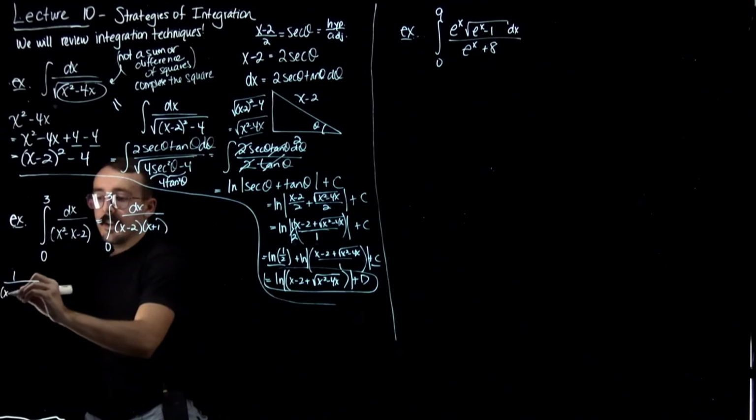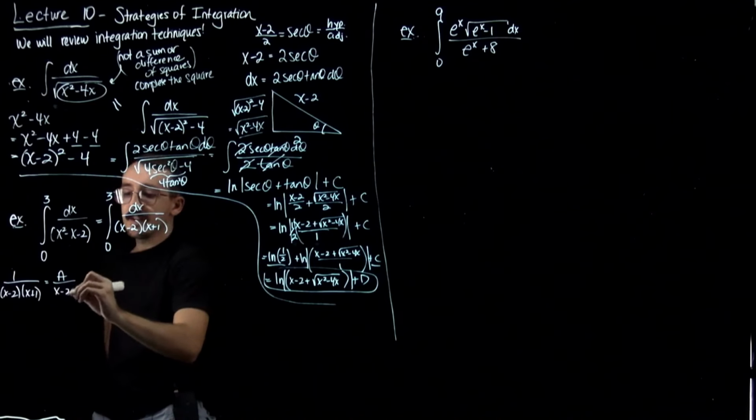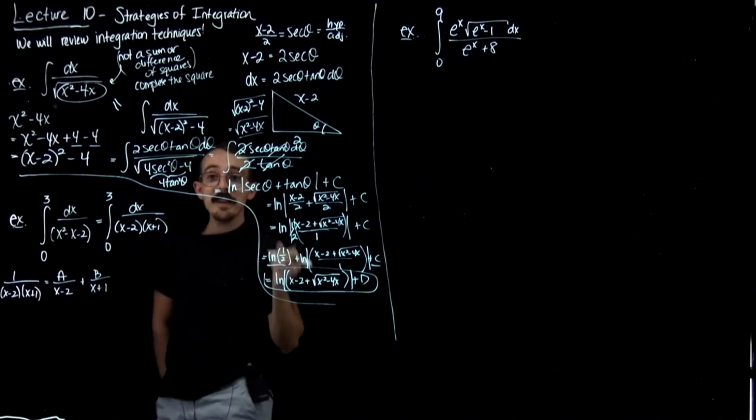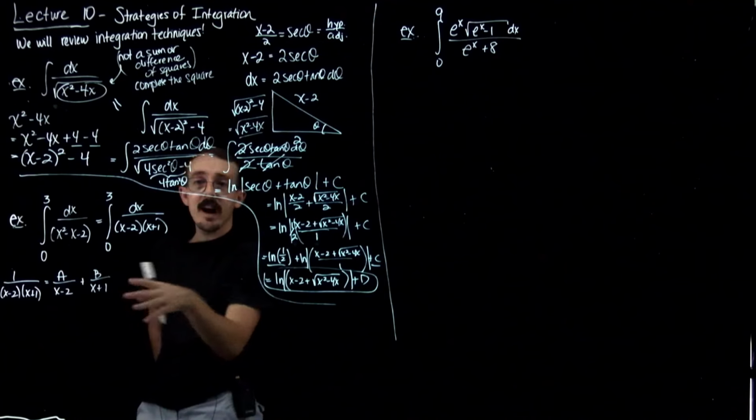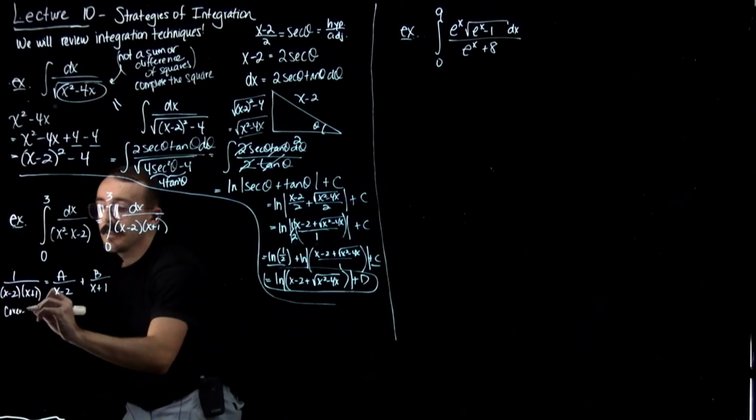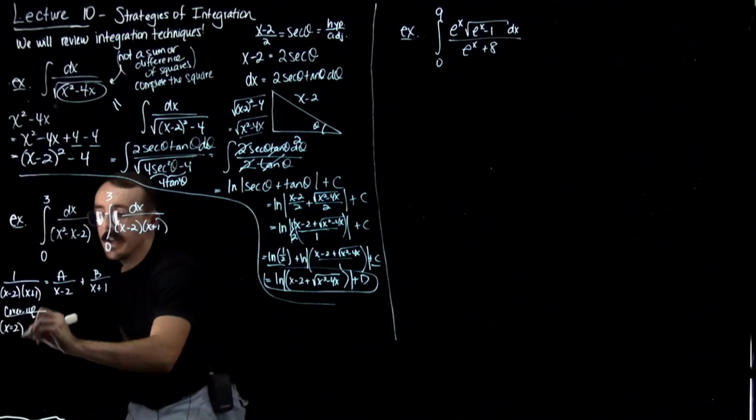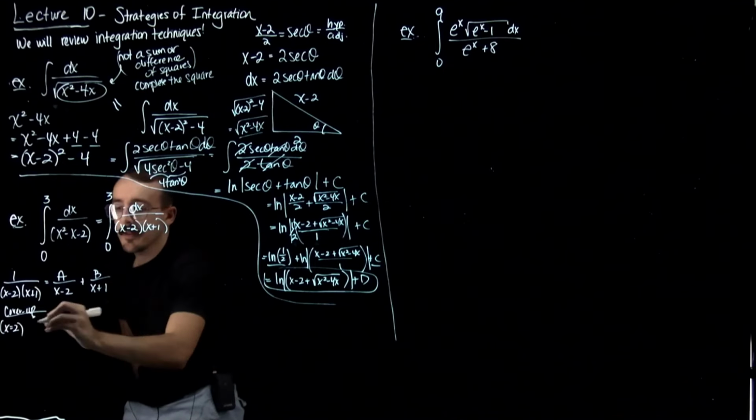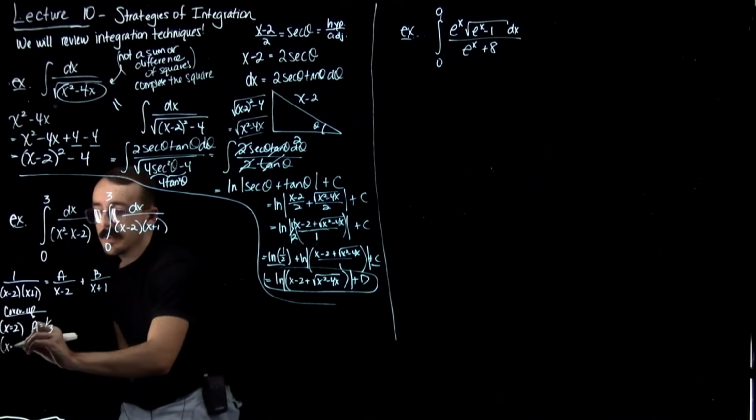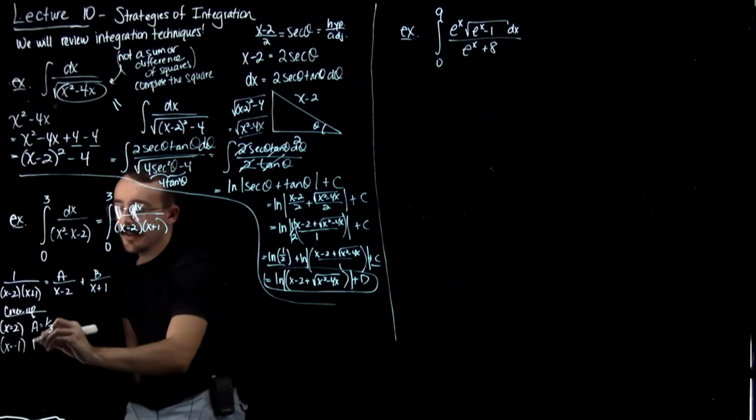I said 1 over (x minus 2)(x plus 1) is some a over x minus 2 plus some b over x plus 1. And from here, because they're both linear and these are both the highest power of that factor, you can do the cover-up method, which is always very nice when you can do that. So based on the cover-up method, if you plug in 2 and cover up the factor over here that is 2, you get 1 over 3 for a. And then similarly, if you plug in x equals negative 1 and cover up this factor, you get 1 over negative 3.